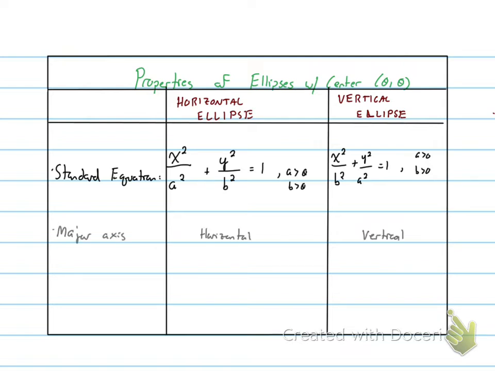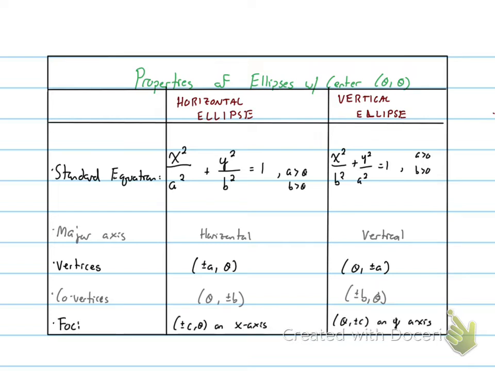The major axis for a horizontal ellipse would be a horizontal line. For a vertical ellipse it would be a vertical line. My vertices for a horizontal ellipse would be plus or minus a, comma 0. For a vertical ellipse, 0, plus or minus a. My co-vertices would then reverse: for a horizontal ellipse, 0, plus or minus b, and for a vertical ellipse, plus or minus b, comma 0. And finally, remember the focus points are going to be on your major axis. My focus points for a horizontal ellipse would be plus or minus c, comma 0, and those are going to be on the x-axis. For a vertical ellipse, it would be 0, comma plus or minus c, as these focus points would now be on the y-axis.